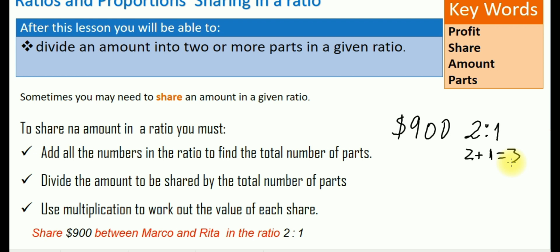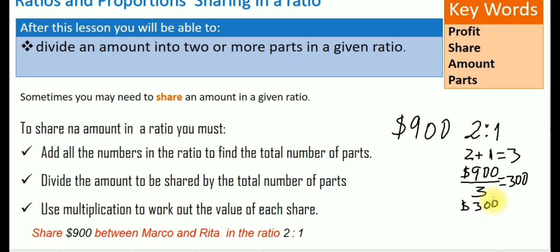Now the second step says that we need to divide the amount to be shared by the total number of parts. The amount to be shared is $900, divided by the total number of parts, 3. The result is $300.